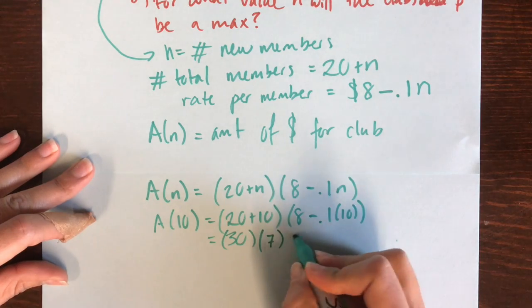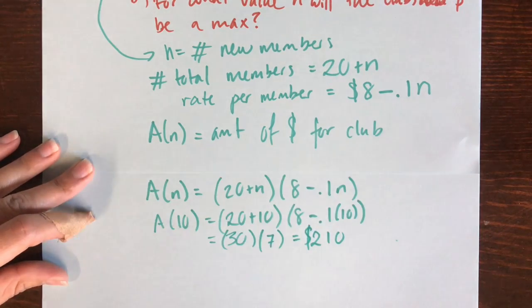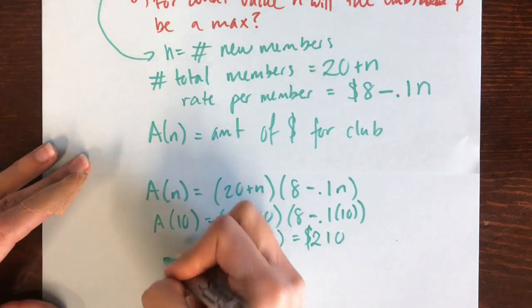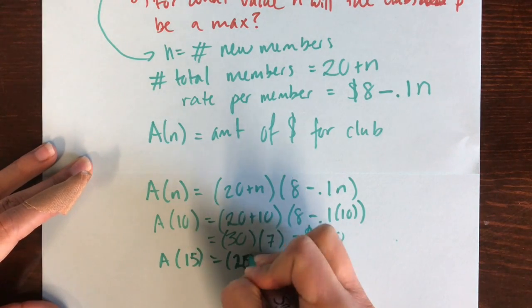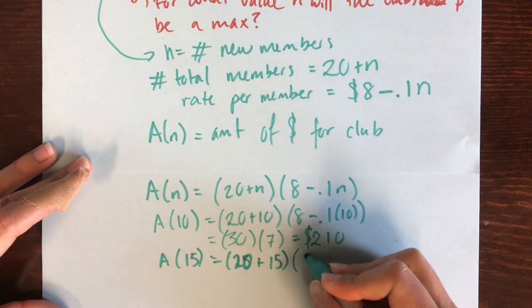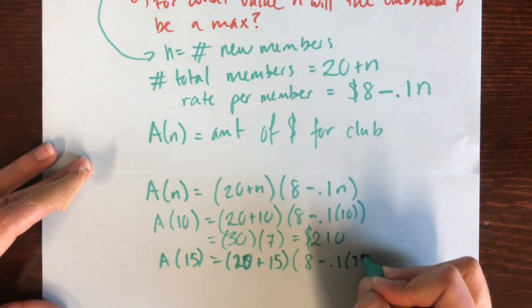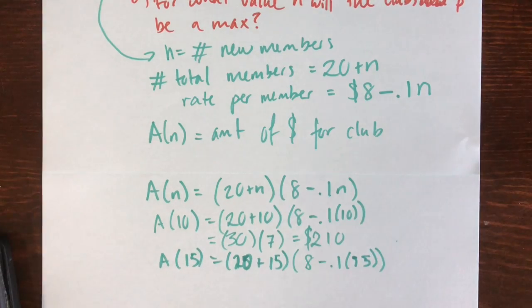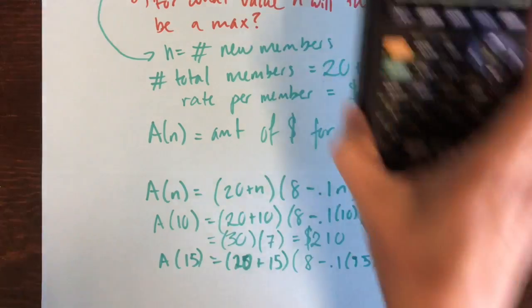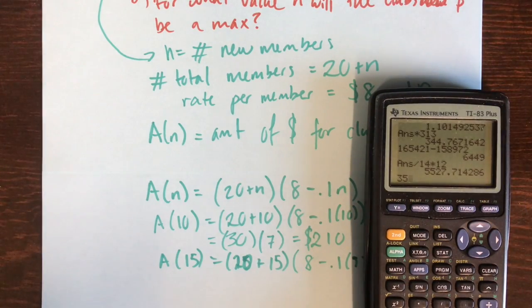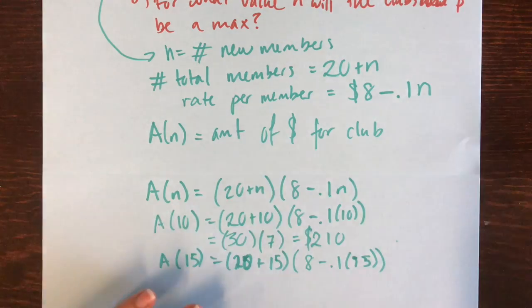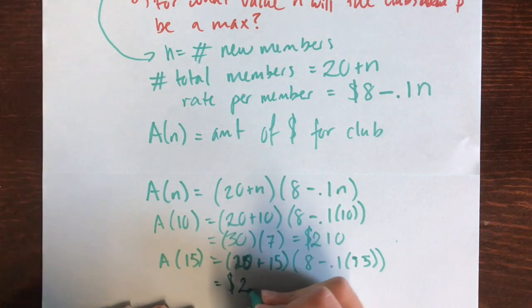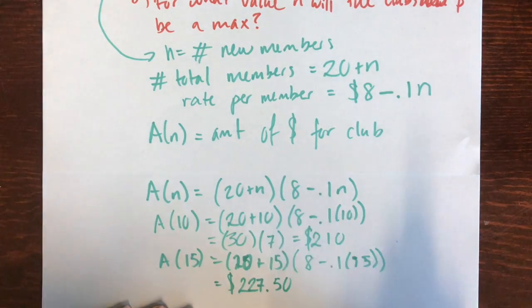It's going to turn into 30 times 7, which is equal to $210. I would do the same thing with 15 members now: 20 plus 15 times 8 minus 0.1 times 15, and then I'm going to bring in my calculator here and plug all this in. So I get 20 plus 15, which is 35. I'm going to multiply it with 8 minus 0.1 times 15, which ends up with $227.50. So that's the amount of money I would get with 15 members.